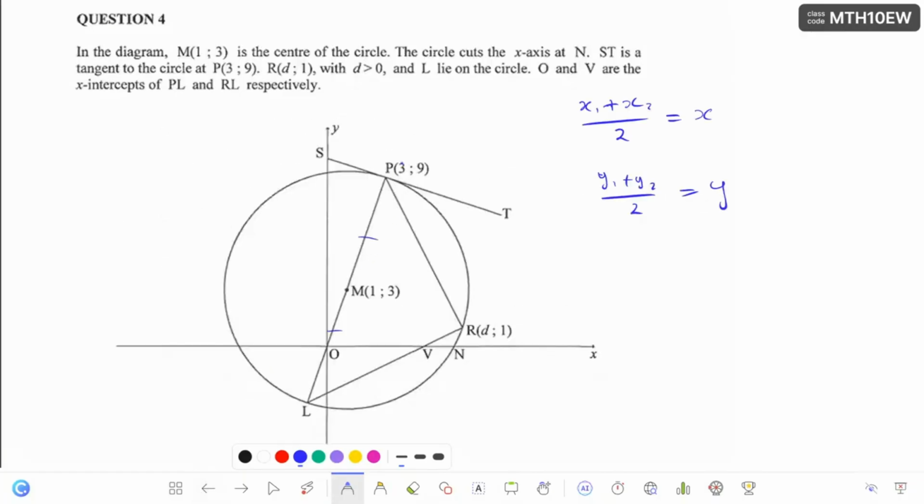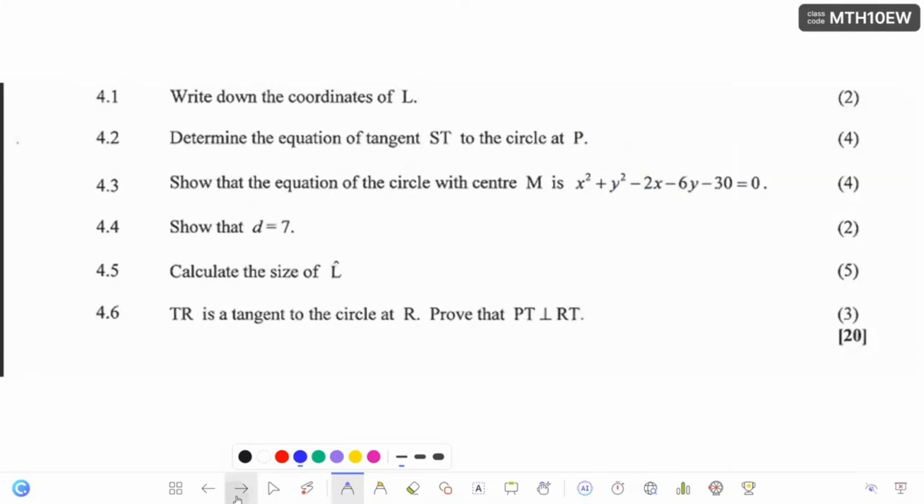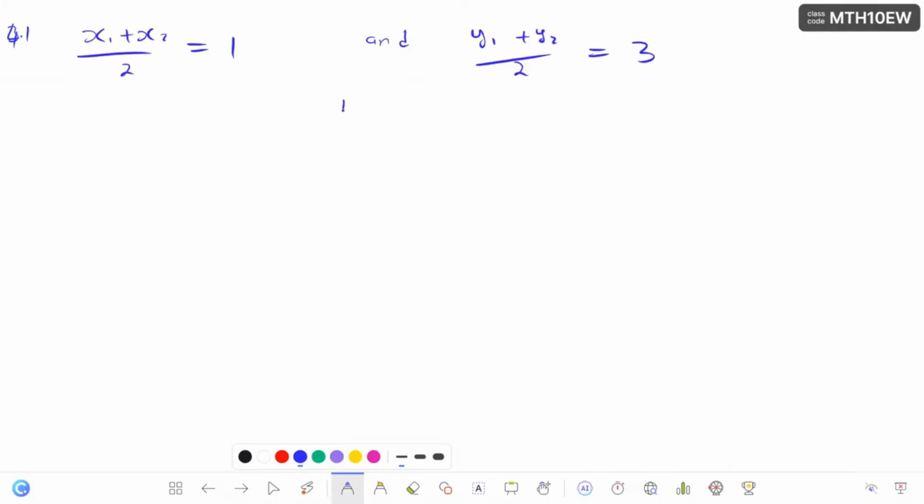We have a point P, which is 3 and 9. So point P is 3 and 9, so it can be x1 and y1. So you're going to say 3 plus x2 divided by 2 is equal to 1. This side you're going to say 9 plus y2 divided by 2 is equal to 3.